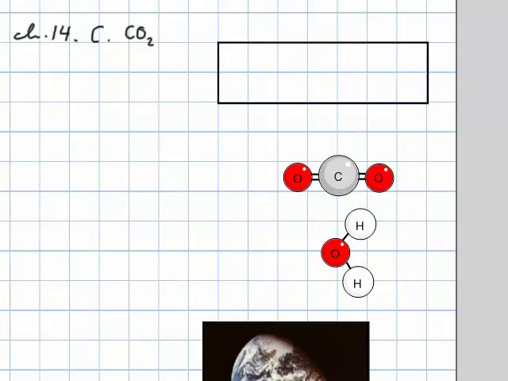There's a problem on CO2, and it says, if the translational root mean square speed of the water vapor molecules H2O in air is 648 meters per second, what is the translational RMS speed of the carbon dioxide molecules CO2 in the same air? Both gases are at the same temperature.